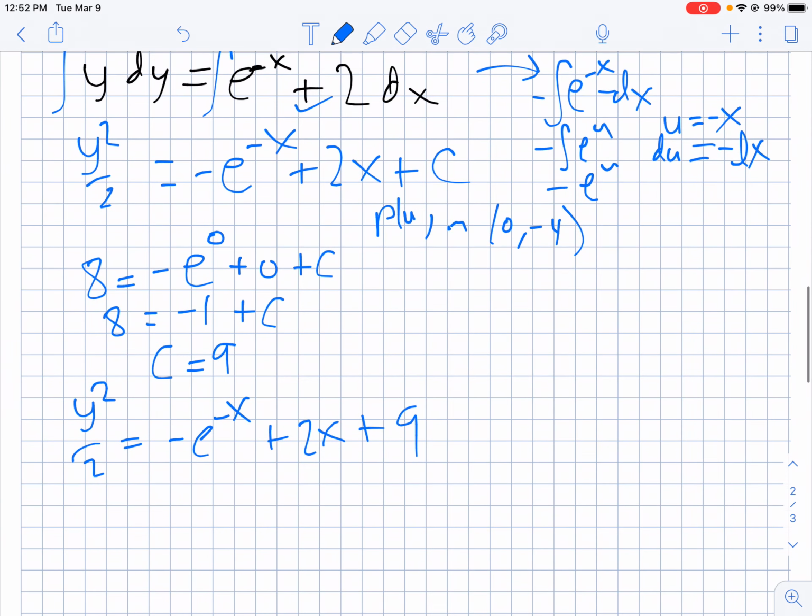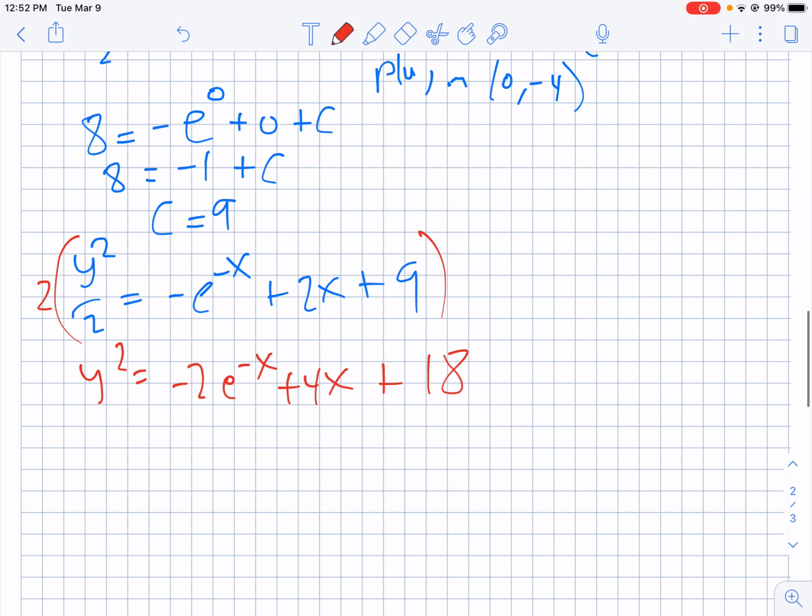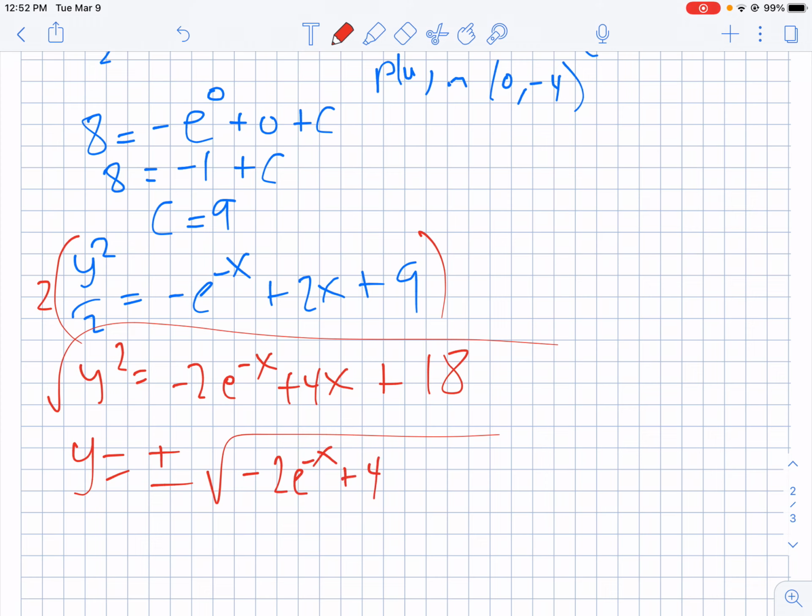All right, well, first thing we've got to do now is multiply by the 2 to both sides. So I'll multiply both sides of the equation by 2. So I'll get y squared equals negative 2e to the negative x plus 4x plus 18. Okay, now, of course, we take the square root, but the square root is going to lead to a plus or minus. Now, the good thing is, don't give up, don't despair. We can actually figure out whether it's plus or minus, and this is great.